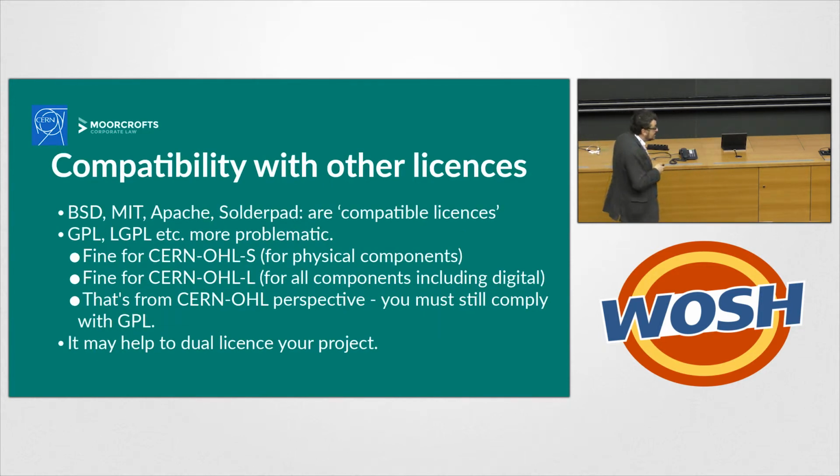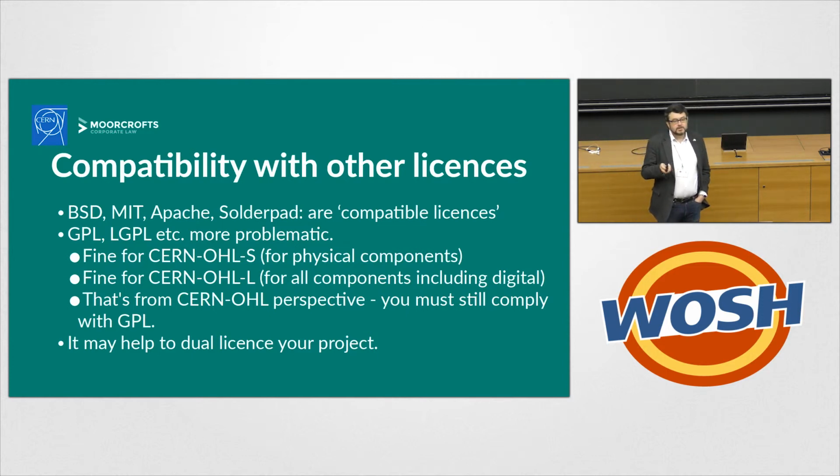In terms of compatibility with other licenses, permissive licenses in general, BSD, MIT, Apache, Solderpad, they're all permissive licenses. They're automatically compatible with the CERN OHL because you can relicense any code that has been licensed under any of those licenses under CERN OHL itself anyway. So that falls within the definition of available component. That's fine. For GPL and LGPL, this is more problematic, and it's not a problem that we can really solve.